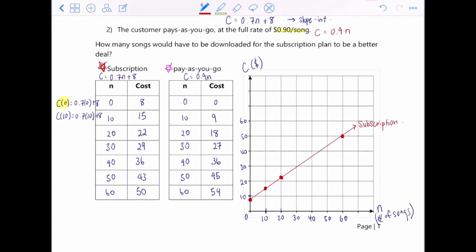Okay, so if we were to plot it, it should be around here somewhere as well. For the pink one, pay as you go, when n is 0, cost is 0, so we start at the origin. And at 10, cost is 9. All right, it looks good, and you continue. So 20, 18, so somewhere here. And you know what? I'm just going to go all the way up to a value I know, 54. Okay, 60 and 54, somewhere here. All right, so let's try connecting those points.